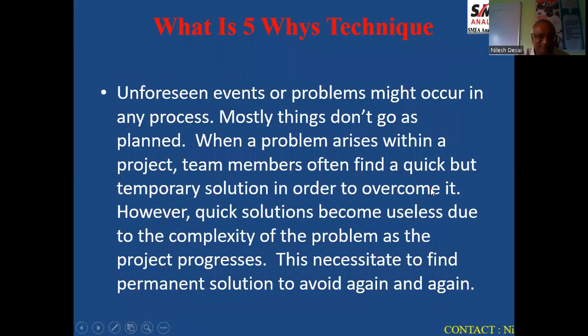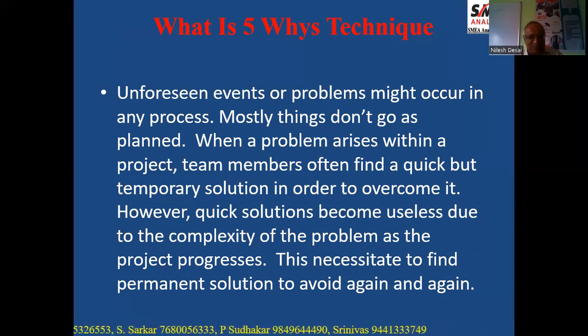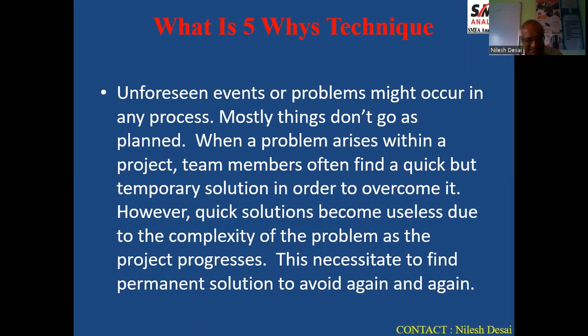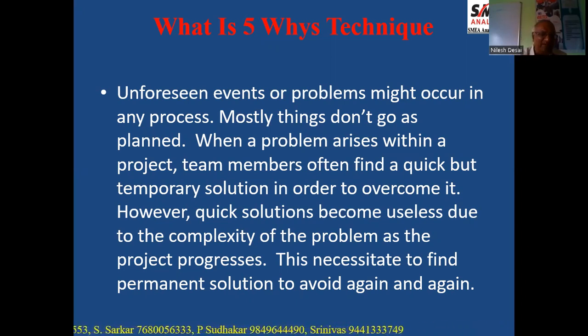What is the 5 Why technique? Unforeseen events or problems might occur in any process. Mostly things don't go as planned. When a problem arises within a project, team members often find a quick but temporary solution in order to overcome it. This is a general mental framework of a human. So we want to find a quick but temporary solution. However, quick solutions become useless due to the complexity of the problem as the project progresses. This necessitates finding a permanent solution to avoid repetition of the same problem.